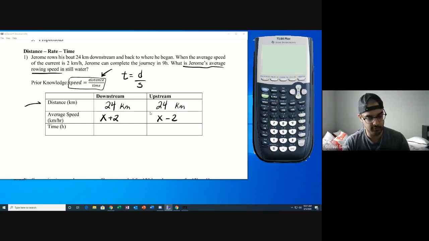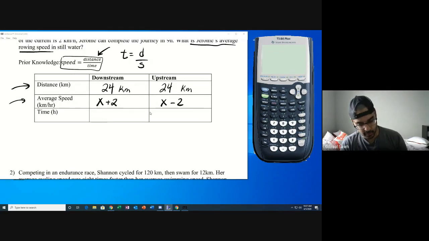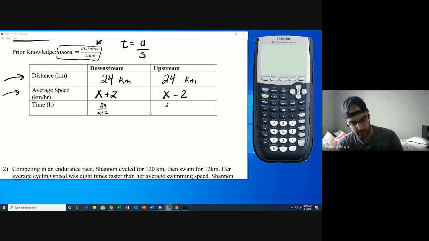Now we have expressions for both of those, so we can translate them into an expression also. So downstream, that time is going to be 24 divided by x plus 2. There's our expression for time. Upstream, very much so the same, 24 divided by x minus 2. Okay, so I've got a couple expressions. So this is where the rational expression part comes in. I'm going to have a couple non-permissible values now. But we do have a way of figuring out how fast they're going to be traveling.